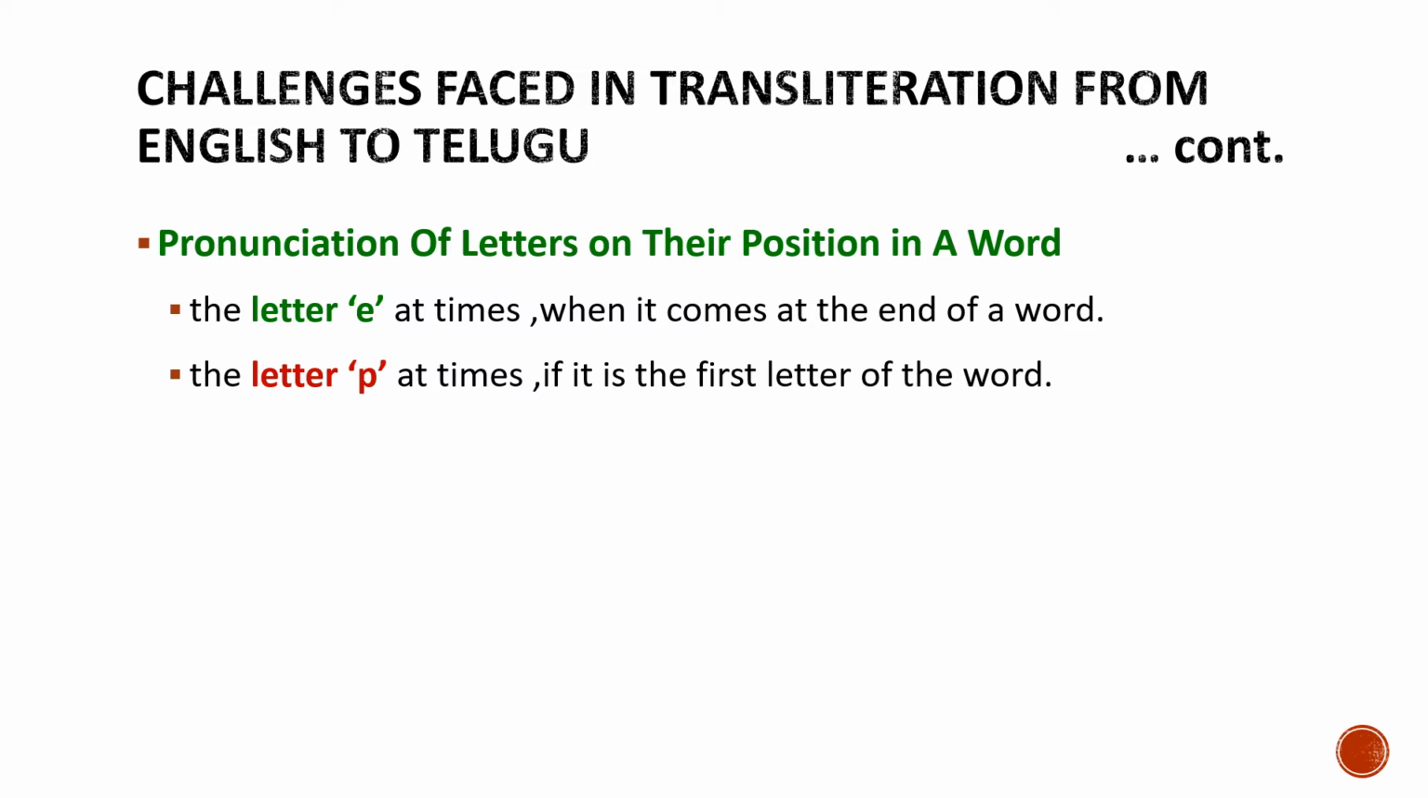Pronunciation of letters depends on their position in a word. In English, the position of a letter sometimes decides the pronunciation of the word. For example, the letter E when it is the last letter of a word and the letter P when it is the first letter of a word sometimes remain silent.